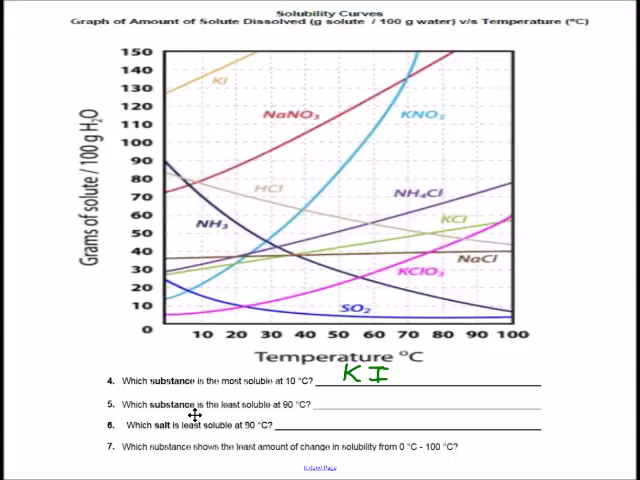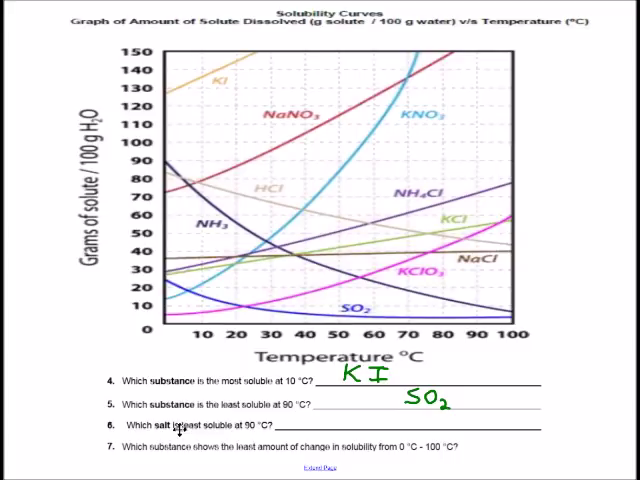Now, which substance is the least soluble at 90 degrees Celsius? I go over here to 90 degrees Celsius. I want the least, so the very first thing I come across. Least soluble substance would be SO2. Which salt is least soluble at 90? Now, you might say, I already did that one. Well, no, that was a gas. Remember, SO2 is a gas and technically a substance.